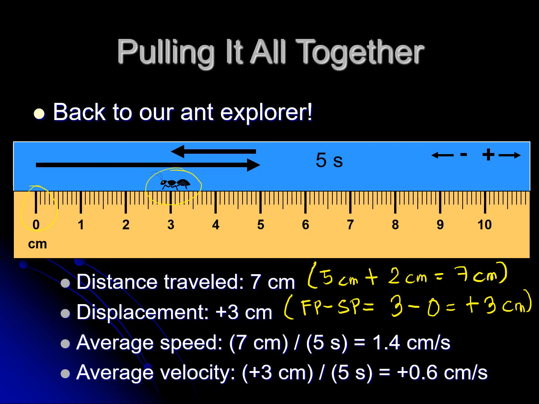And for our average velocity, it's different now. Why is it different? Because instead of using your distance, we are using the value of your displacement. However, the time is still the same. So the average velocity is displacement divided by time. So 3 divided by 5, and you will get an answer of 0.6 centimeters per second. But take note, here is now the direction, which is positive, which is still on the east side or the right side.